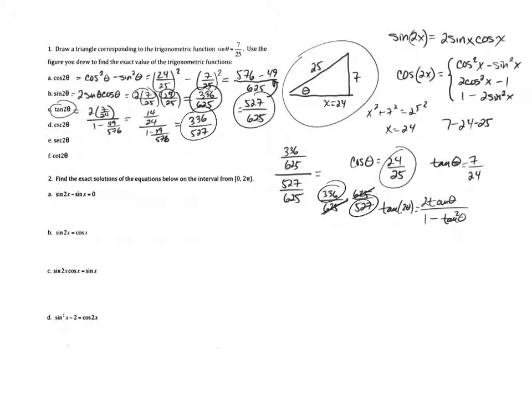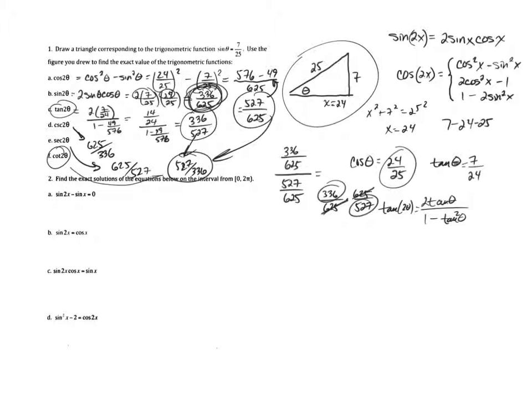So really no need to go do the cosecant of 2 theta, because all you have to do is reciprocate the sine, which was that 336 over 625, so that one's just going to be 625 over 336. The secant, you're reciprocating the cosine, which is going to be 625 over 527. And then lastly, the cotangent, you just have to reciprocate the tangent, which is right there, so that's going to be 527 over 336. So nothing too crazy there, pretty typical pre-calc questions.